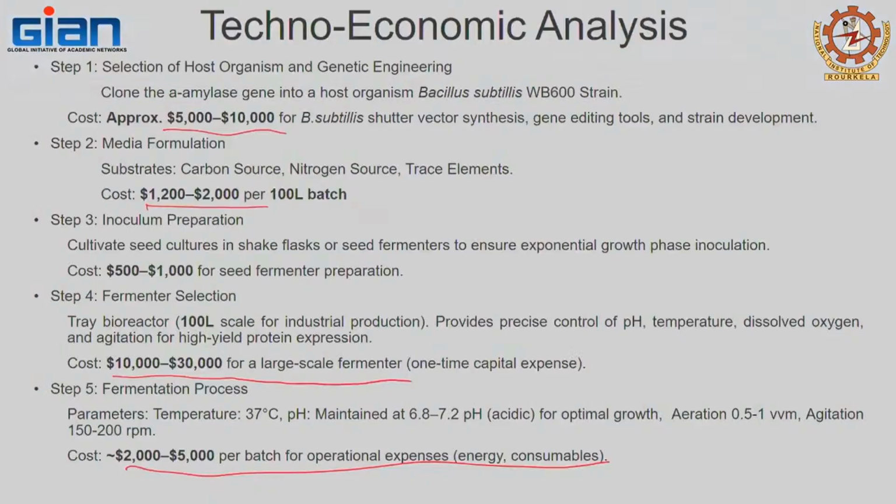But the question would be, in your economic analysis, not the techno part, you are spending $10,000 to $30,000 for this large scale fermentation. That's a one-time capital expense. Is alpha amylase the only product that you are going to have out of that fermentation system, day after day, week after week? Or are you planning to produce something else also? Because if I have to spend $30,000, I would like it to be versatile enough.